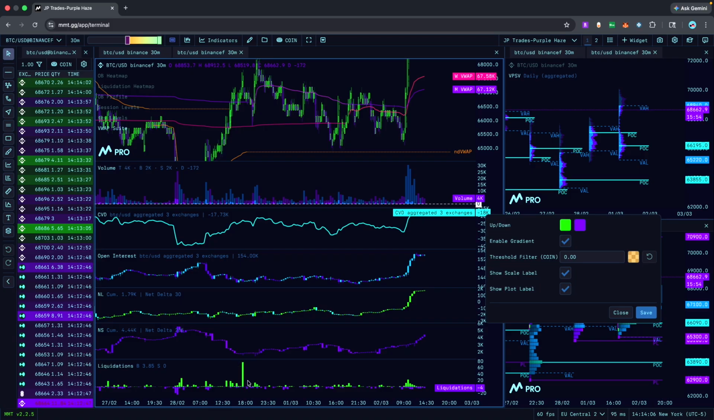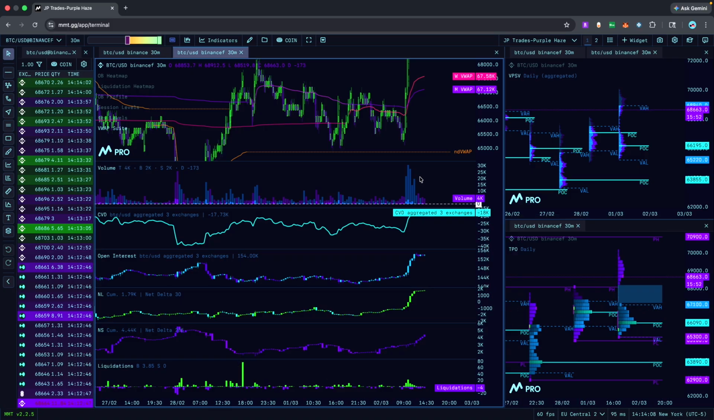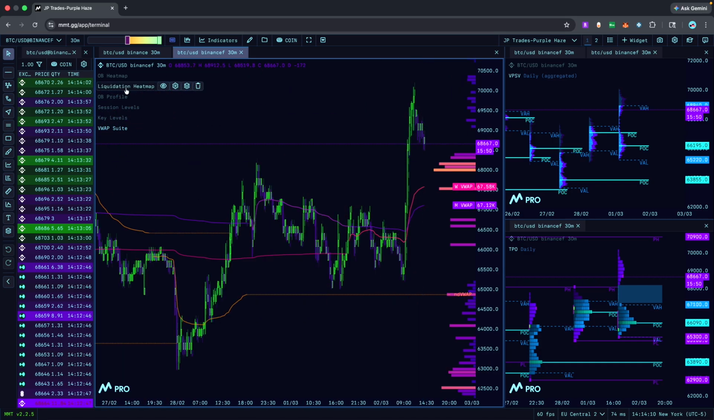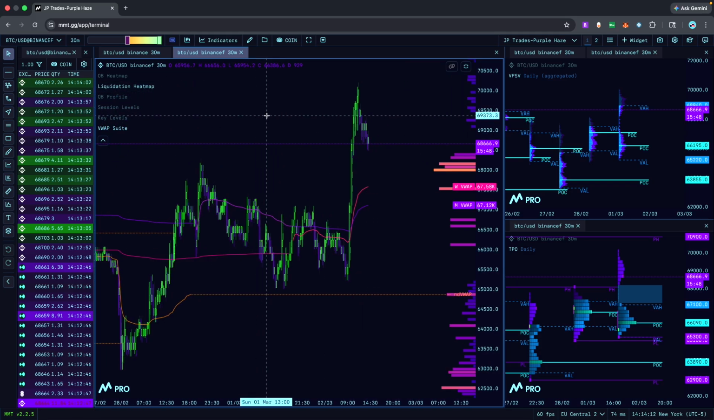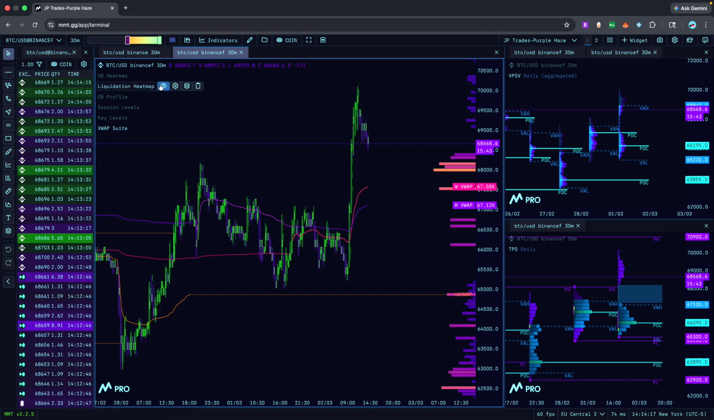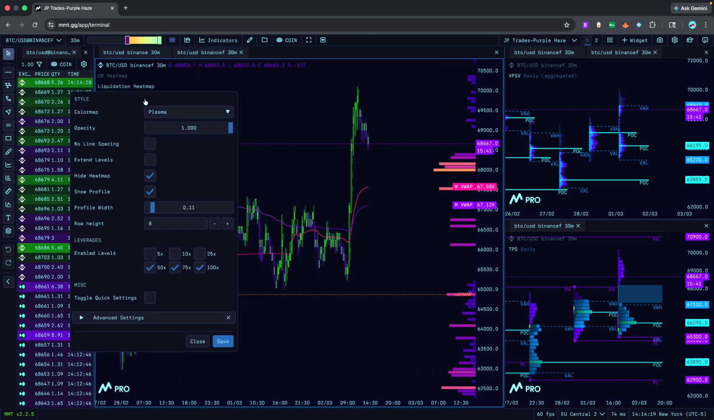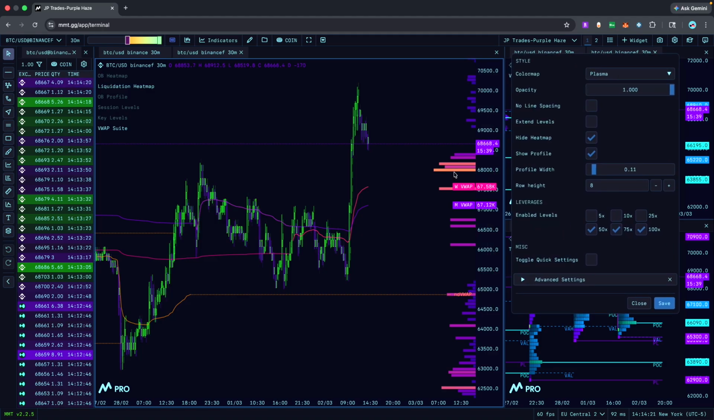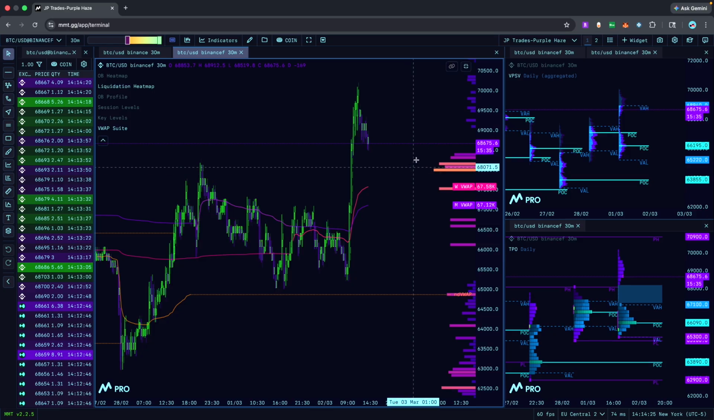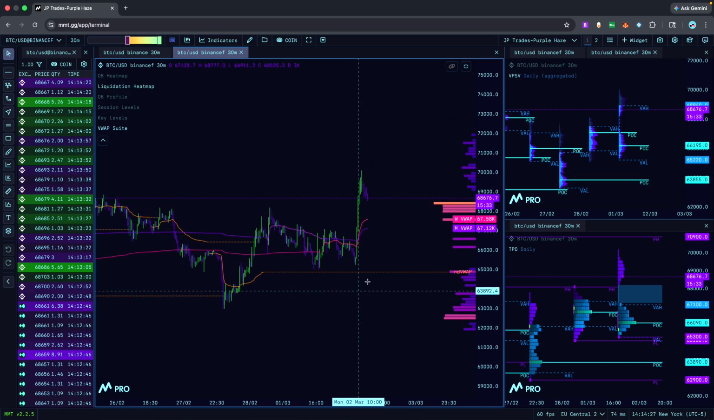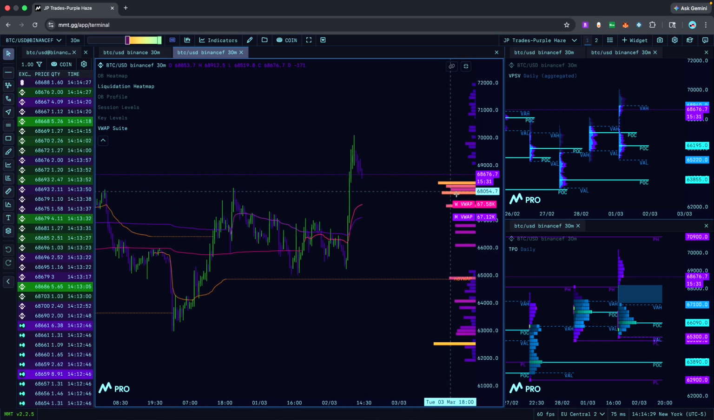Now let's take a look at the liquidation heat map or liquidation profile. So instead of showing the historical liquidation heat map, I like to enable just the profile only. This shows where current open leverage positions would be vulnerable if price actually traded into these levels. Now, this is conditional information because nothing happens with this unless price actually reaches these areas.